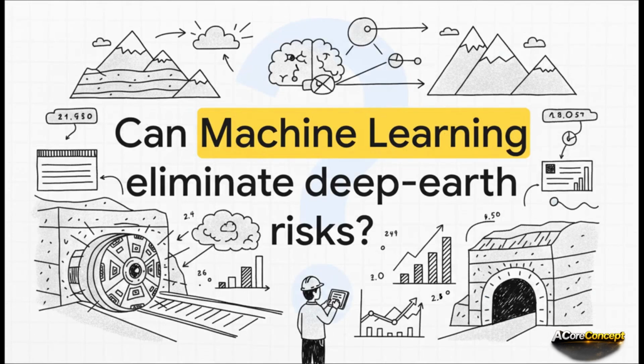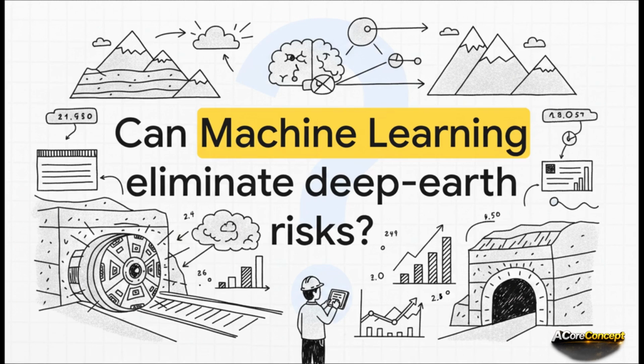Now, as we look to the future, things are getting really interesting. Algorithms like XGBoost and artificial neural networks are starting to predict TBM jamming risks by analyzing machine torque, thrust, and geological data in real time. They can assign a combined jamming risk score before the machine even advances an inch.